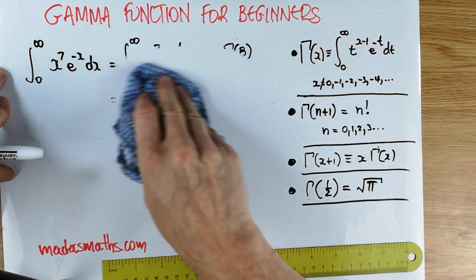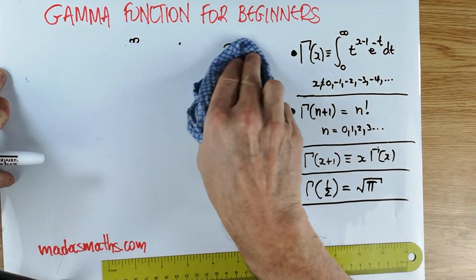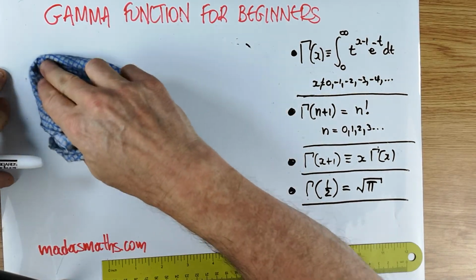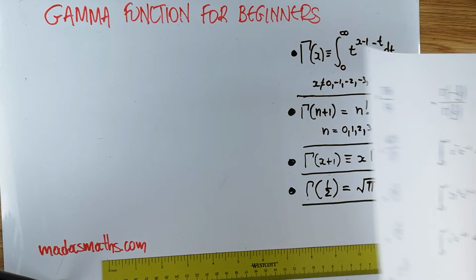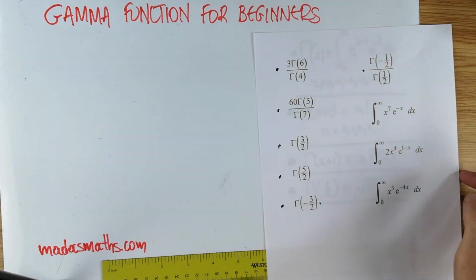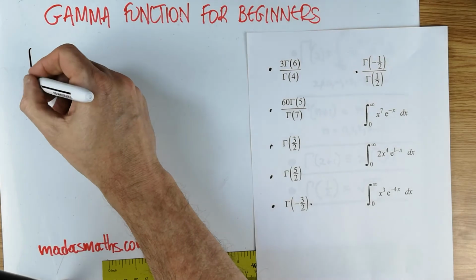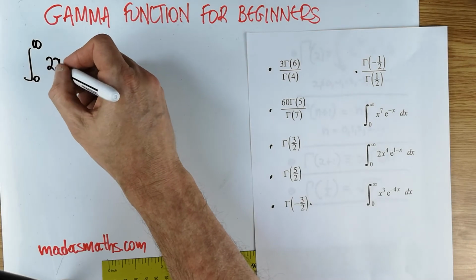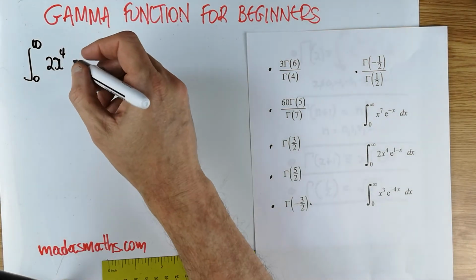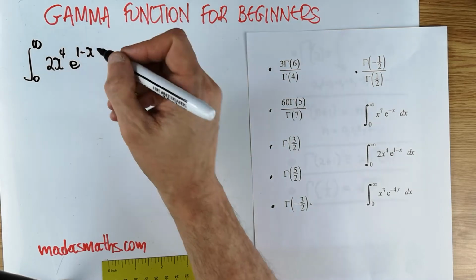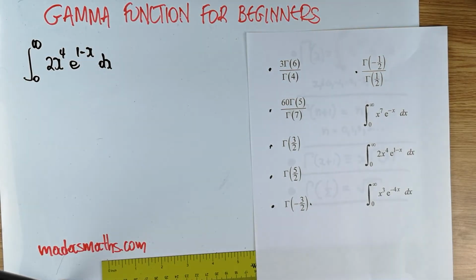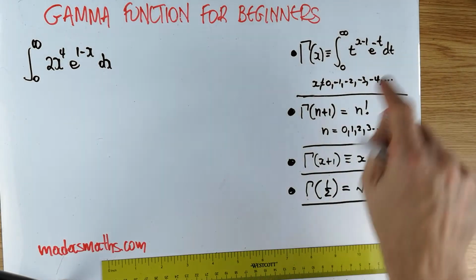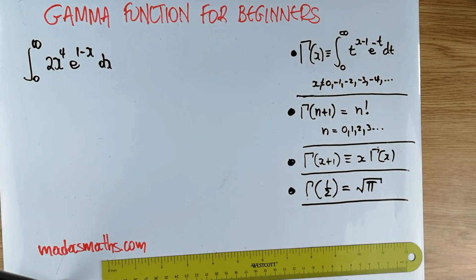Okay, we're going now to the next integral. So that's 2 more questions to do on this, our first beginner's lesson on the gamma. Let's have a look at what I put for this. For this, I have the integral from 0 to infinity of 2x to the power of 4 e to the power of 1 minus x dx. Okay, this does not look like what we got in there. However, we can perhaps get it to look something like that by doing some kind of substitution.